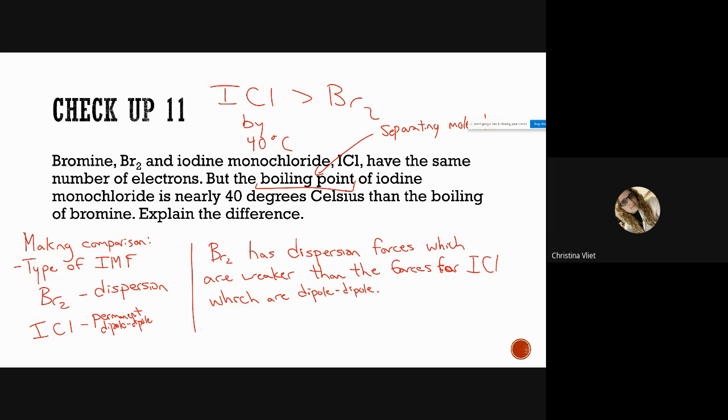Because the force is stronger in ICl, this means that the boiling point must be higher. That's the second mark. So the second mark is to say because or since the forces of attraction are greater in ICl, it will require more energy to separate the molecules.